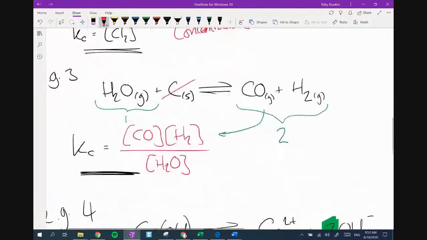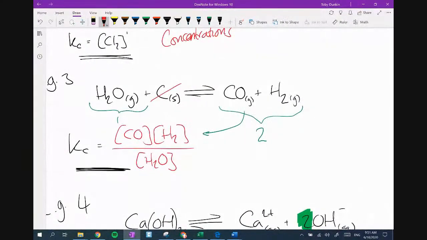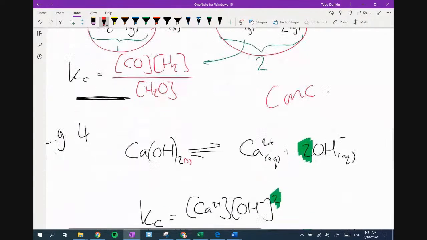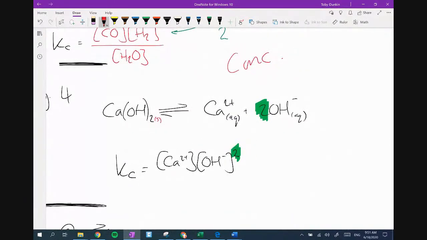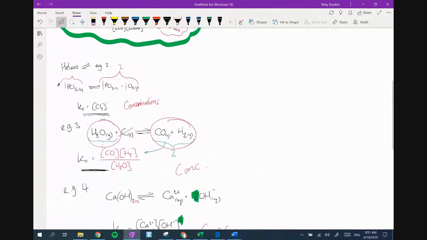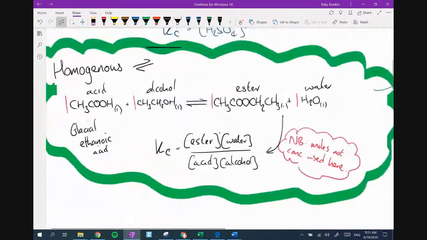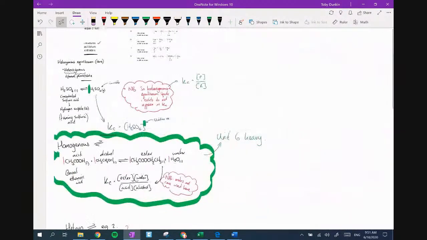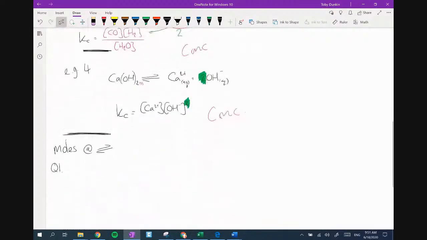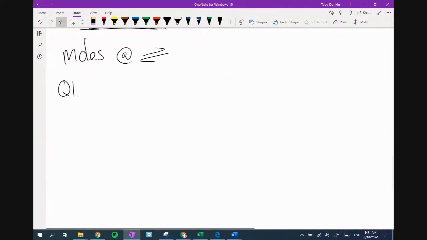Let's look at the next one. This one, 1 mole of gas on this side, 2 moles of gas on this side, we're using concentration. What about this one? 2 moles on this side, 0 moles on this side, so concentration. For this one, you can use moles because it's equal moles on either side. I hope that clarifies. It's my bad, I didn't do that very well.